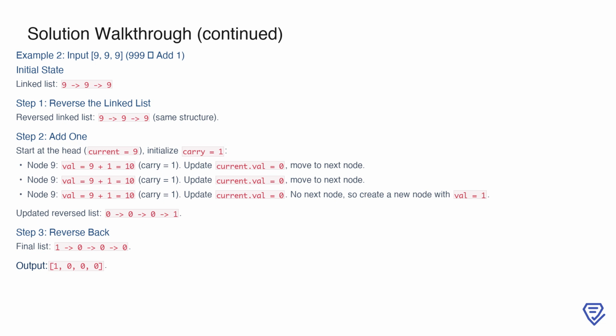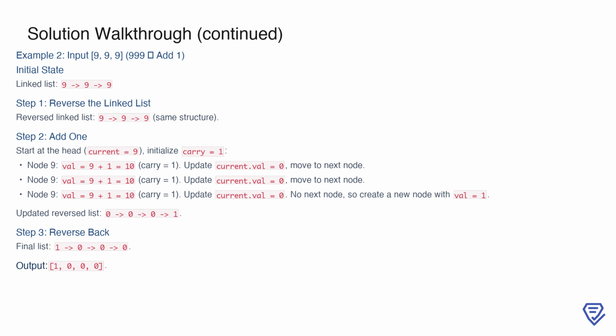Now let's look at a slightly more complex example, where the input linked list represents 999. After reversing, the structure of the list remains 9-9-9, but the addition process introduces carry propagation. Starting with the first node, we add 1 to the value 9, resulting in 10. The node's value is updated to 0, and the carry is propagated to the next node. Repeating this process, the second and third nodes are also updated to 0, with the carry continuing forward.